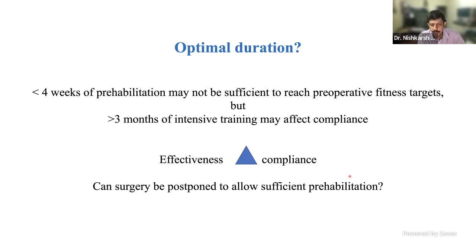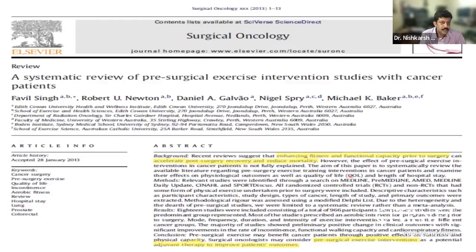It will depend upon the type of surgery, the complexity of surgery, how urgent the surgery is, and how much time we have. But the important thing is, whatever time we have, say about 2 weeks, 4 weeks, 6 weeks, that has to be utilized for the maximum benefit of the patient. Now, this was a systematic review published in Surgical Oncology, which explored pre-surgical exercise intervention in cancer patients. It showed that pre-surgical exercise interventions have the potential to improve patient outcomes, and they should be done routinely.